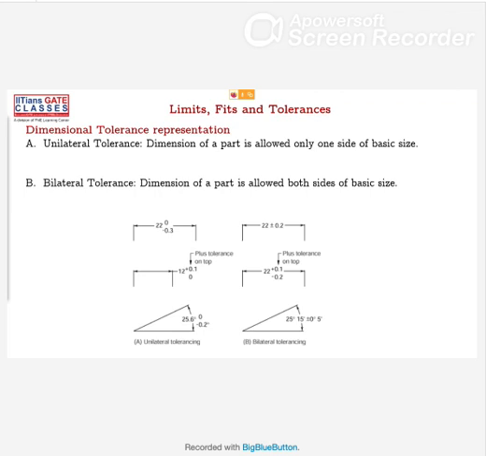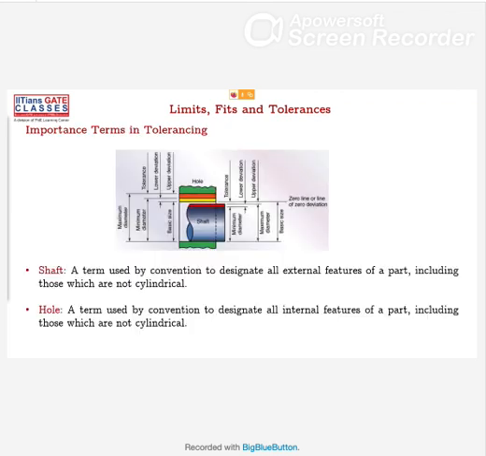So this is the difference between unilateral tolerance and bilateral tolerance. Let's see some important terminologies in tolerancing. Because we are discussing tolerancing, how much you have to keep the tolerance. Please remember again, I'm saying upper limit, lower limit. The difference between upper and lower limit is called tolerance. Please remember that. And we can have two different types of tolerances, that is unilateral and bilateral. That is what we have discussed.